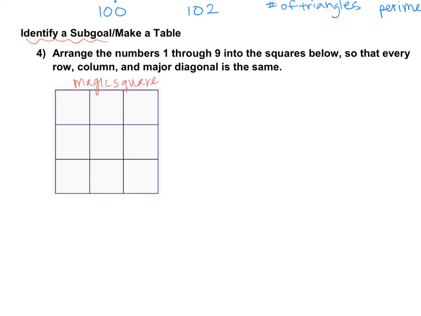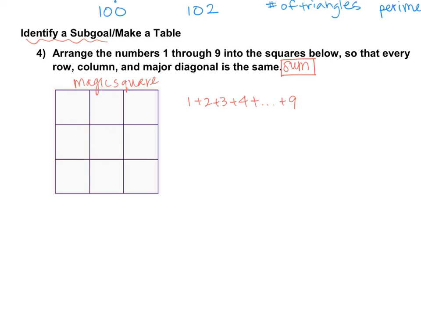And so when we say it's the same, I guess I left out a word here, it's going to be the same sum. So let's think about what we have here. The sum of the 9 numbers which we have to put in here, well, like 1 plus 2 plus 3 plus 4 all the way to 9. Well, we can add those together pretty quickly, but we can also use Gauss's idea.